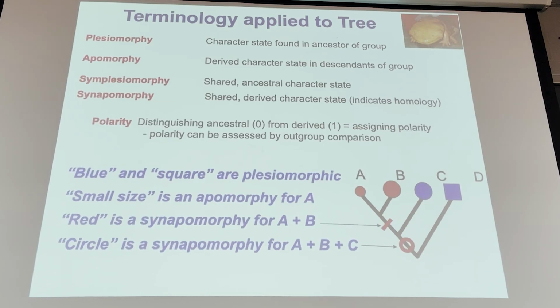But the circle is a synapomorphy for A, B, and C, isn't it? Because it separates them from D. And then obviously red is synapomorphic for A and B. And then A, the small size, is apomorphic, which separates it from B. So you basically are eliminating traits as you go from right to left. Make sure I've got my direction right. So there's polarity, right? Polarity to your tree from base to top. All good?